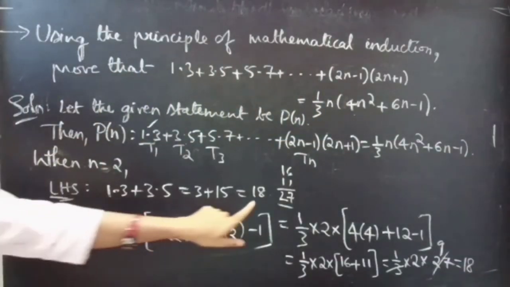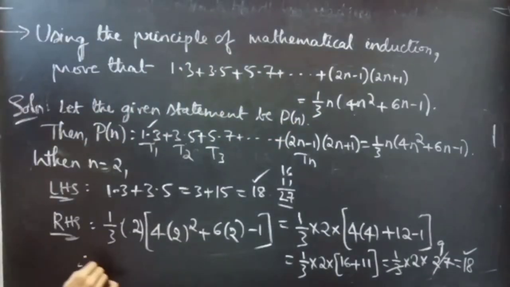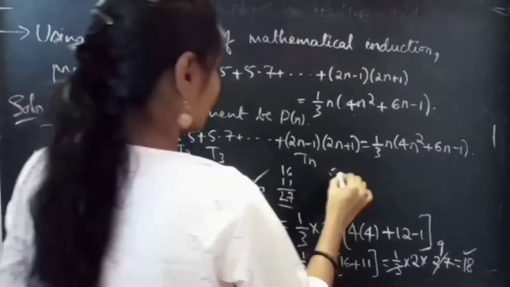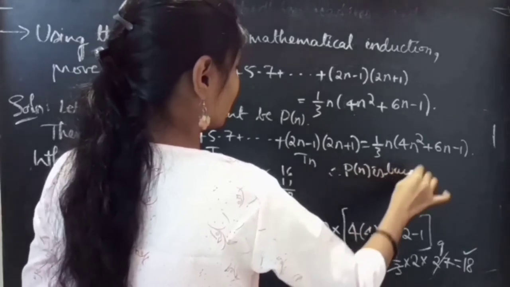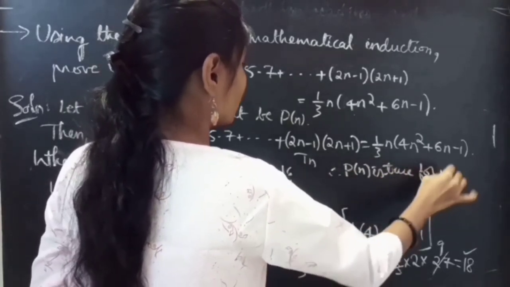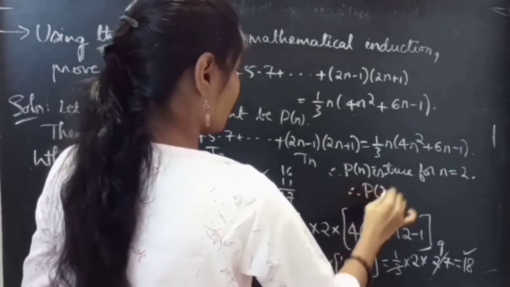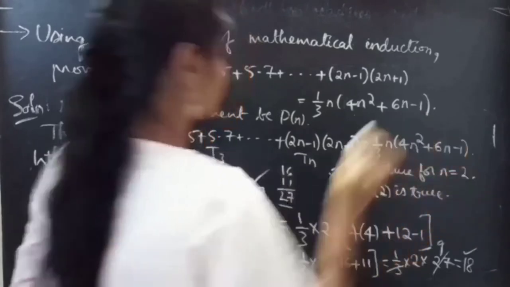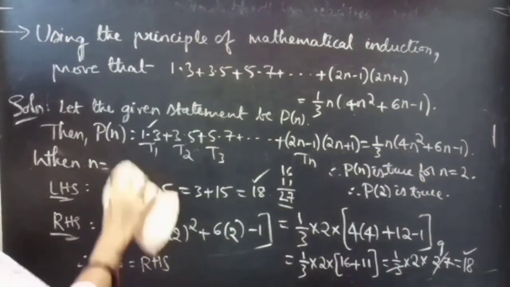So here LHS is equal to RHS. Therefore, LHS equals RHS, which is nothing but P of n is true for n equals 2. Therefore, P of 2 is true. Okay. Likewise, you can check for n equals 3.